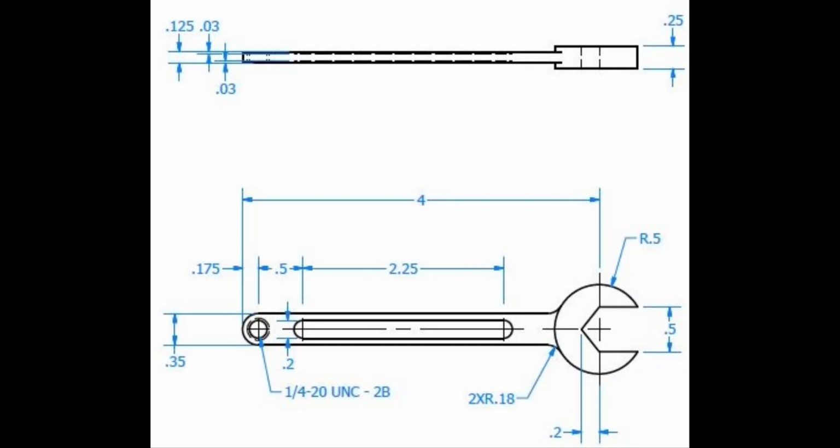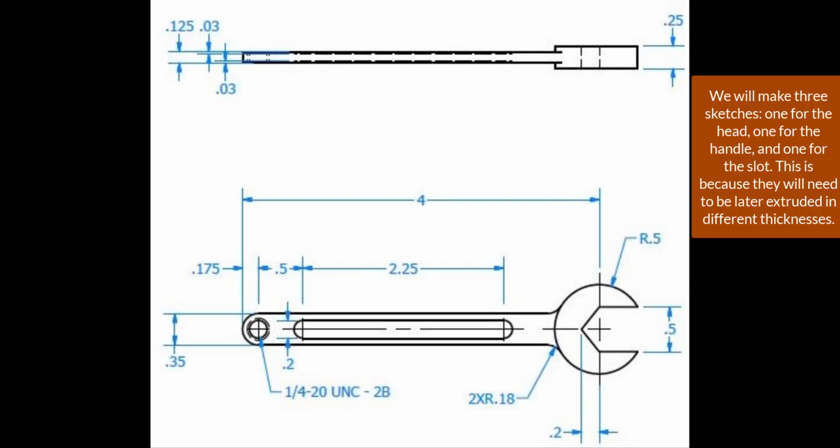Let's go over creating a sketch in Inventor. We will use the sketching tools to create a sketch of this wrench. We will be creating 3 sketches, one for the head, one for the handle, and one for the slot. This is because each of those features will be extruded in different distances. We'll go over this more in detail in our video on using the extrude tool.